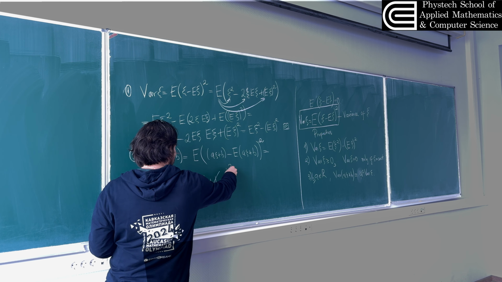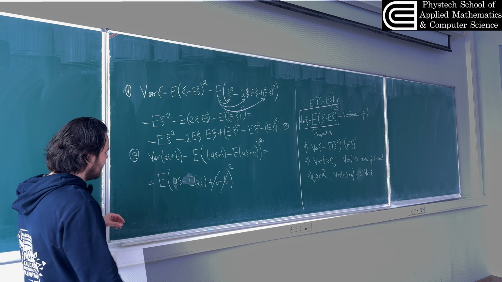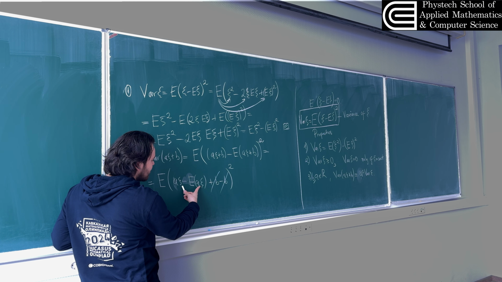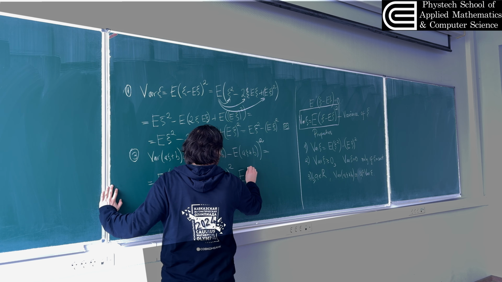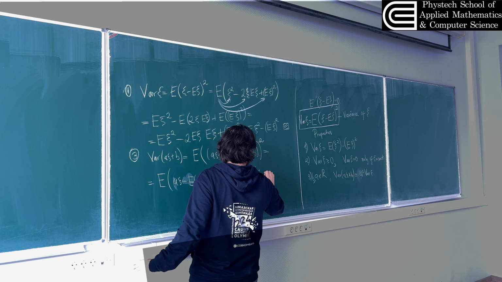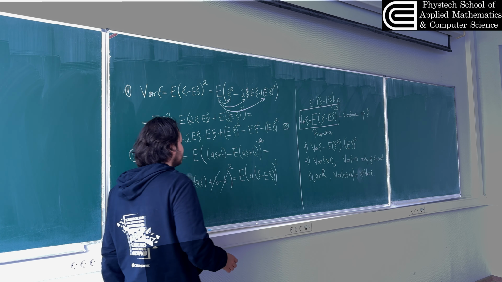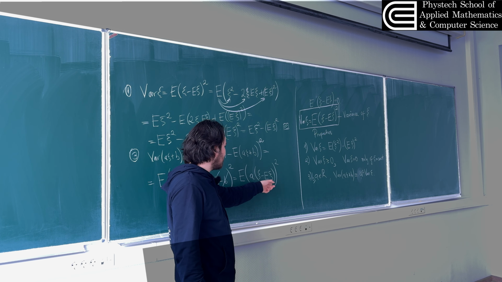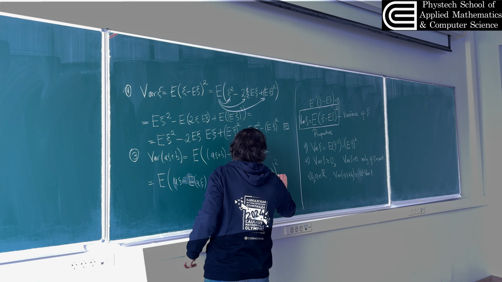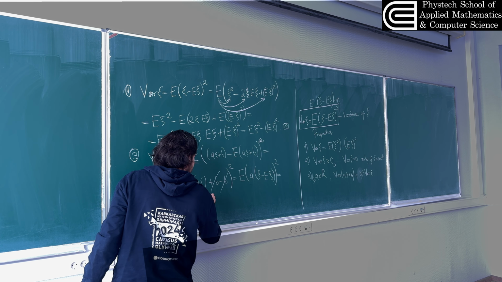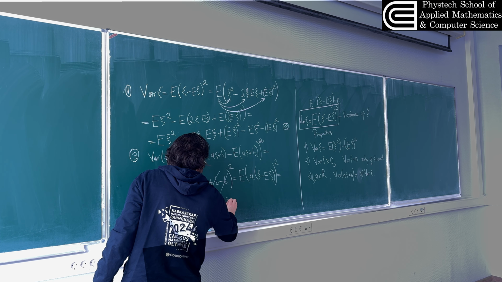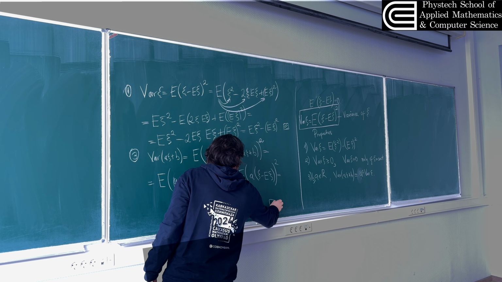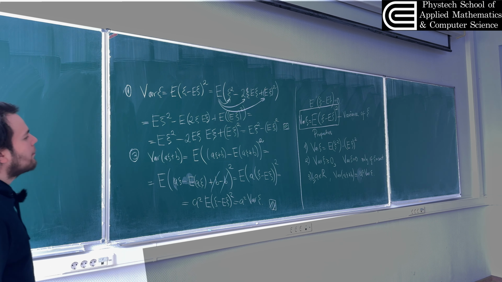And here, this a, we can write it outside. So we have this common a. So this will be equal to the expected value of a multiplied by xi minus expected value of xi, and the whole thing is squared. So this will be the expected value of a squared and xi minus the expected value of xi, squared. So this is equal to a squared and the expected value of xi minus the expected value of xi, squared. And this is just the variance. So this is a squared times the variance of xi. So we proved it.